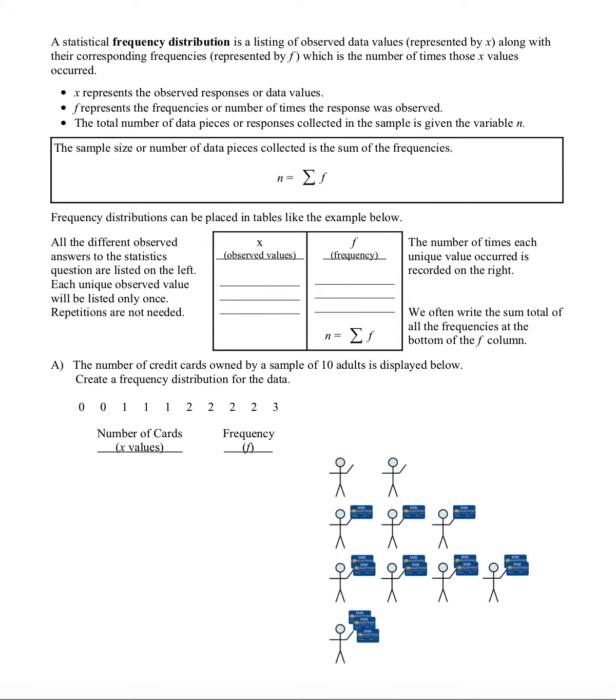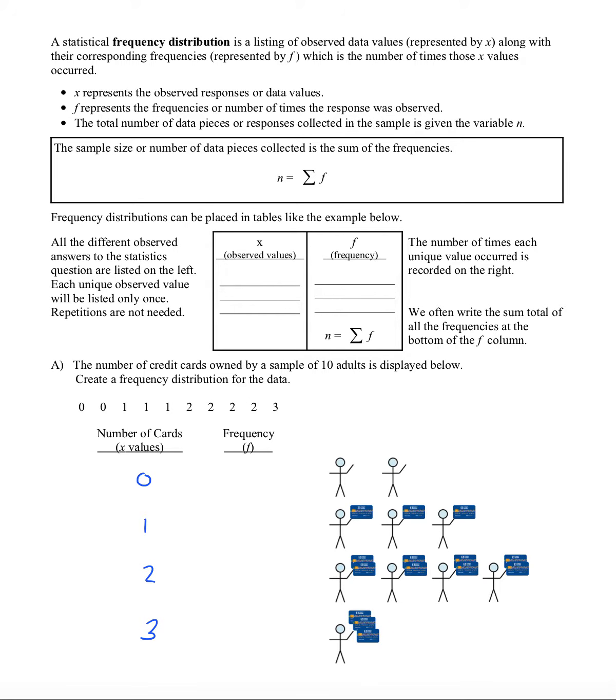2 of them said they own no credit cards. 3 of them said they own 1 credit card. 4 people owned 2 credit cards, and 1 person had 3 credit cards. So what we want to do is list the responses that we got. The responses that we got to the question were 0, 1, 2, and 3.